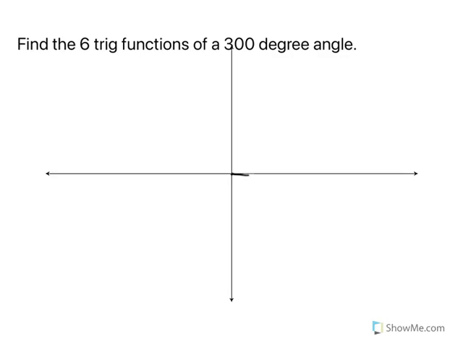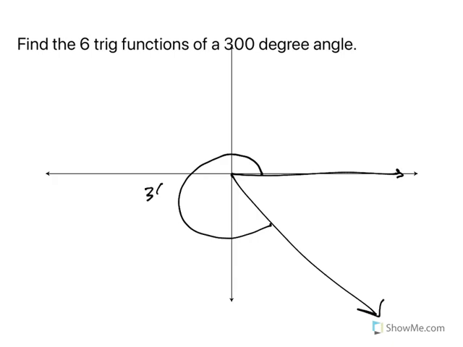So first things first, 300 degrees is going to be about right here. Now, I don't know that off the top of my head, but here's the closest x-axis, and so the measurement there is 60 degrees, because 300 plus 60 gets me back to the 360. So I am dealing with a 30, 60, 90 right triangle.